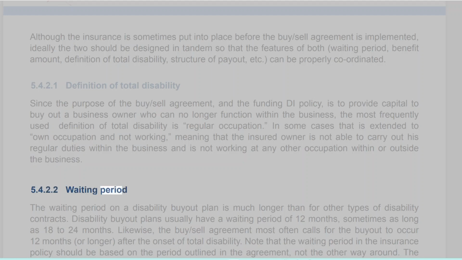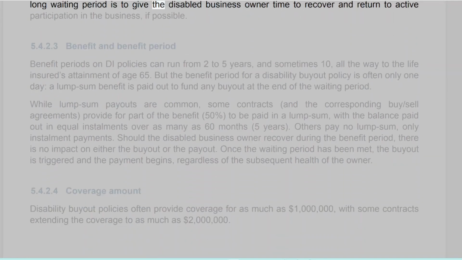5.4.2.2 Waiting period. The waiting period on a disability buyout plan is much longer than for other types of disability contracts. Disability buyout plans usually have a waiting period of 12 months, sometimes as long as 18 to 24 months. Likewise, the buy-sell agreement most often calls for the buyout to occur 12 months, or longer, after the onset of total disability. Note that the waiting period in the insurance policy should be based on the period outlined in the agreement, not the other way around. The long waiting period is to give the disabled business owner time to recover and return to active participation in the business, if possible.